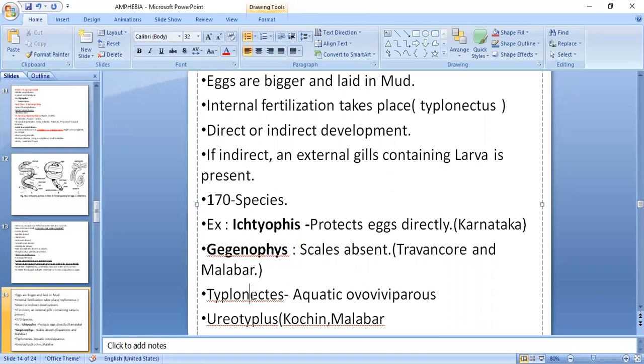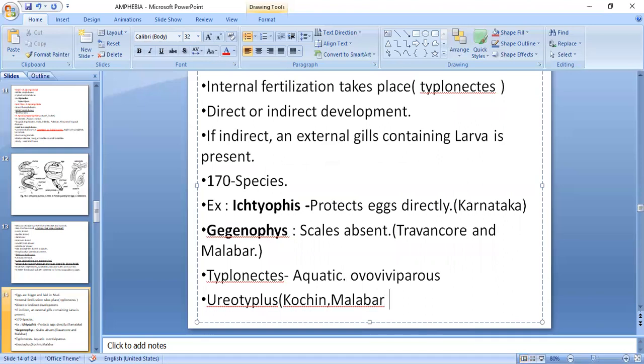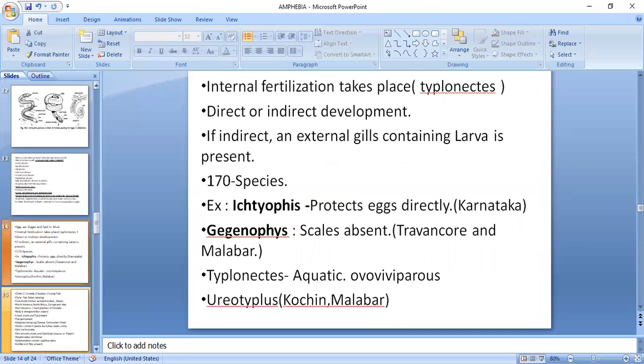And then Typhlonectes, which we have just seen. This is almost completely aquatic, and it is an ovoviviparous type of animal. Another example is Uraeotyphlus. It is seen in the Kochi and Malabar area of India. So what I stressed is very, very important. There is a greater chance of it being asked in the examination, right?